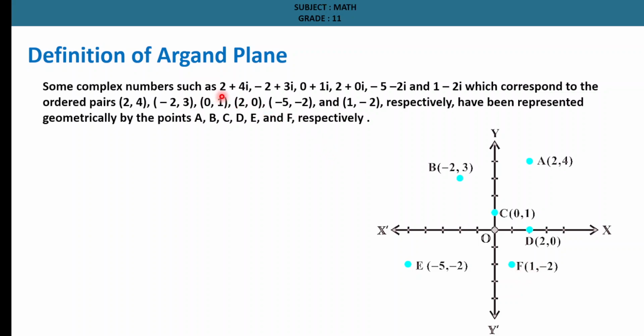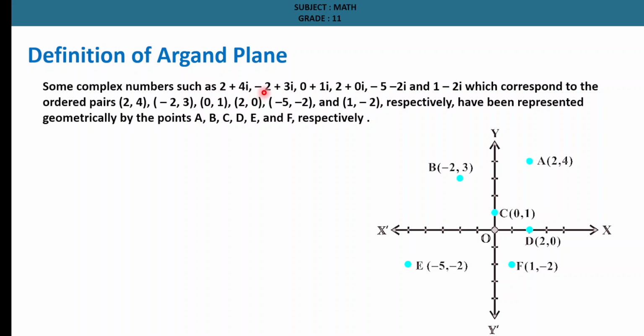So if we observe here, for example, first A is 2 plus 4i, that means the x value is 2 and the y value is 4. So the x coordinate is 2 here and y is 4. So this is the point A.